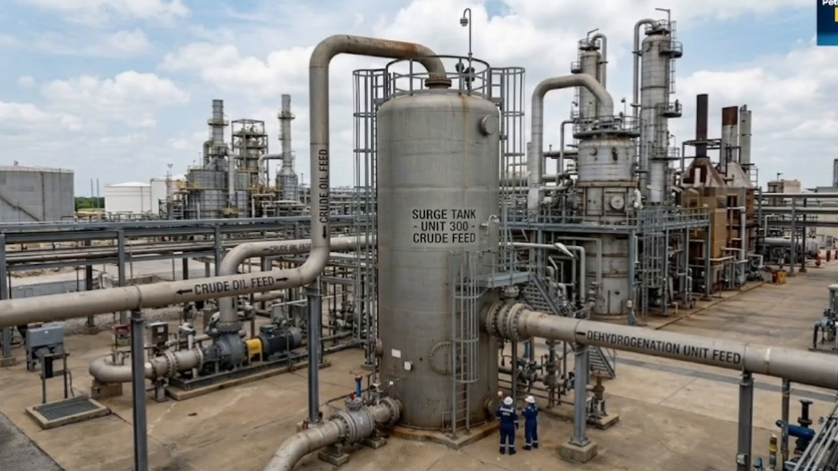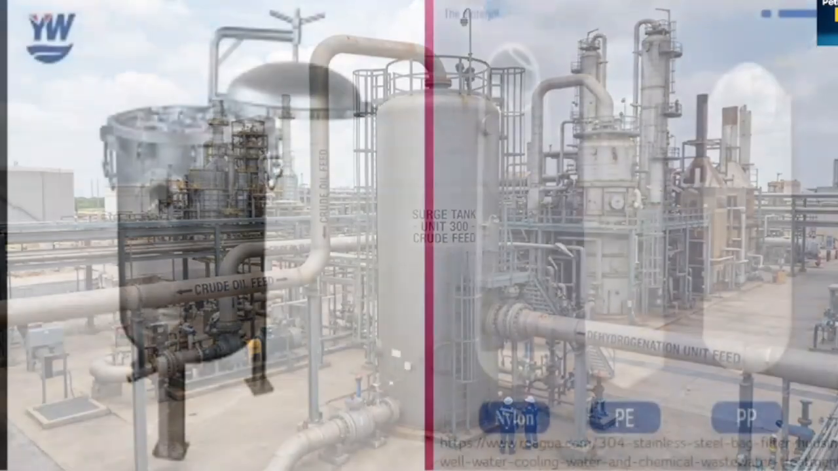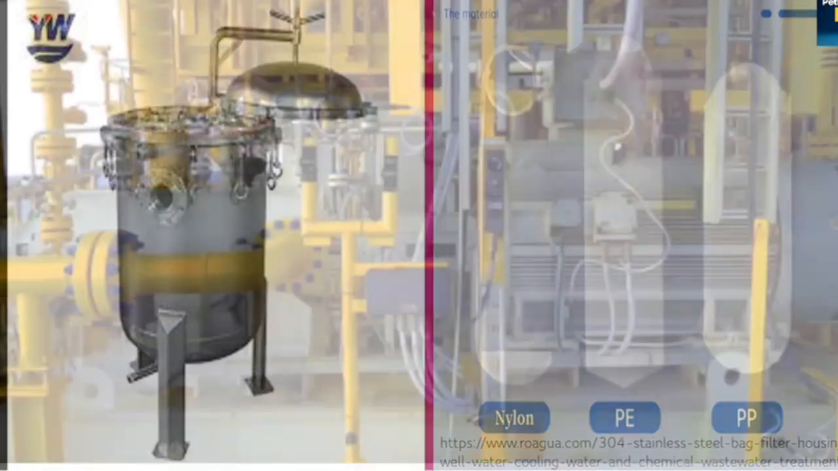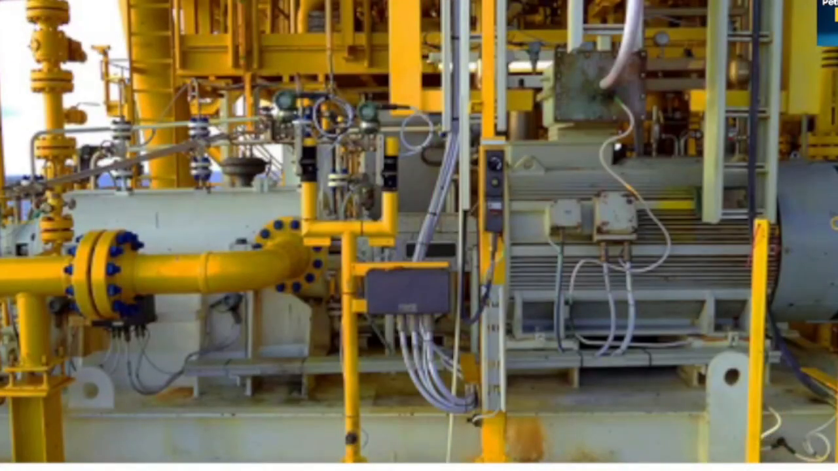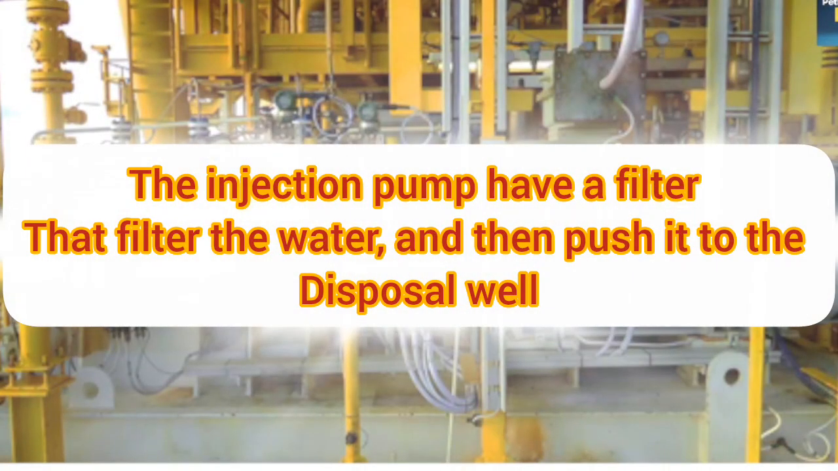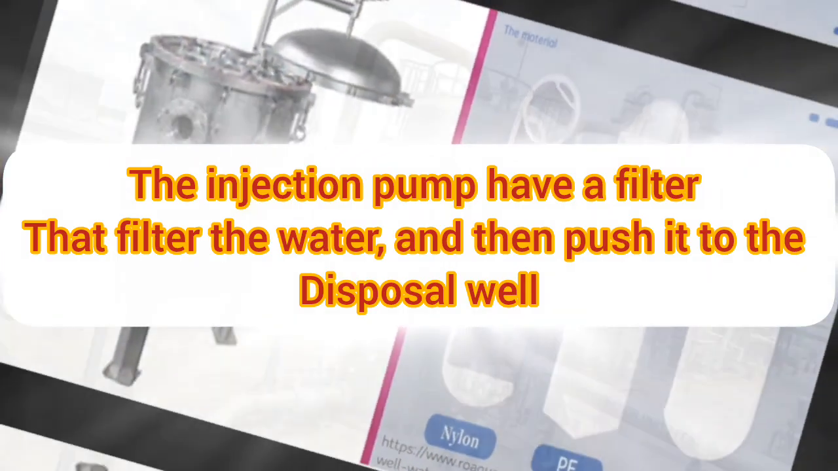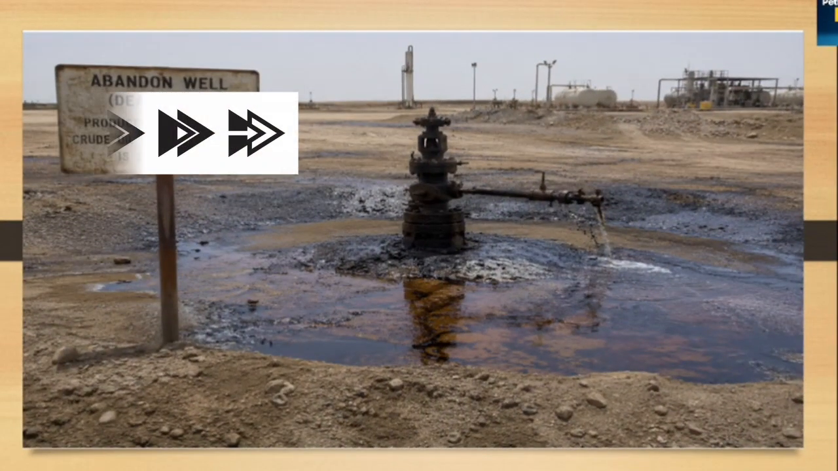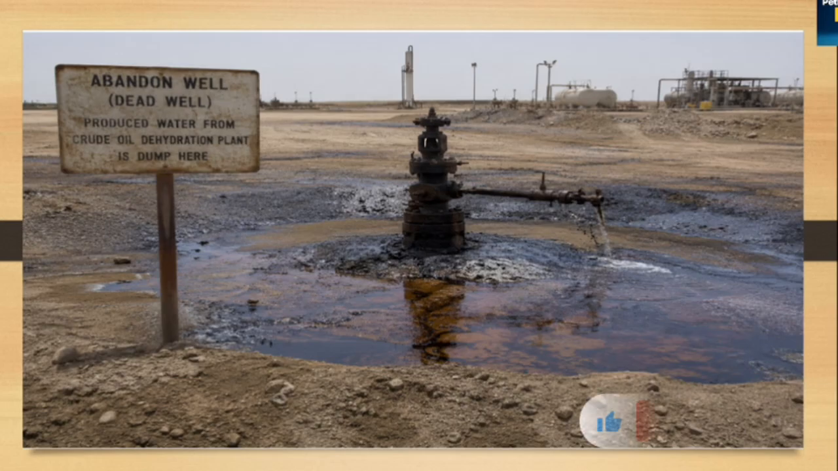And the work of our injection pump: there are still some condensates in the water, so this injection pump still contains a filter, so it filters the water more and sends the water to our disposal well. So that is the movement of our water.